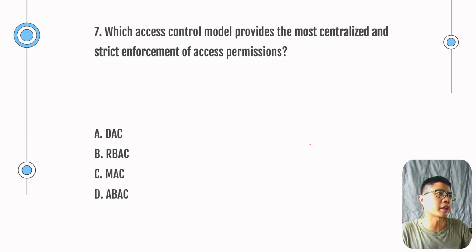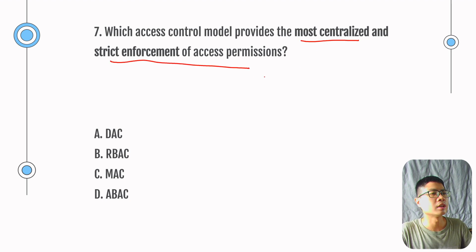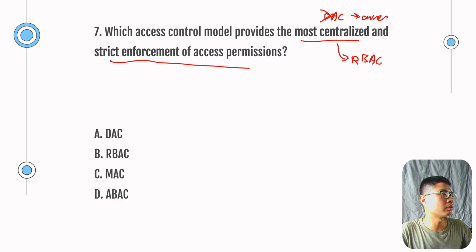Okay, question 7. Which access control model provides the most centralized and strict enforcement of access permissions? So when we look at what's centralized and what's strict, definitely DAC is out. Because with DAC, the owner can control, so it's not centralized. Everybody who owns a file can control access to their own file. So it's definitely not DAC. RBAC is kind of centralized, because most likely it's the IT department who's able to assign roles. But when we are looking at strict enforcement, what comes to mind most is MAC.